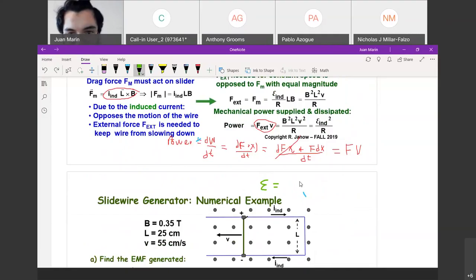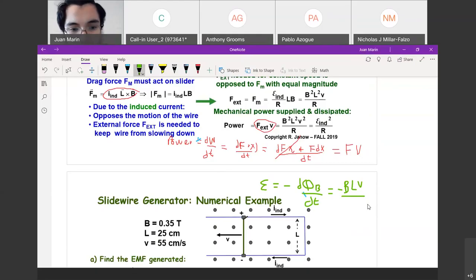Thanks, Mike. All right, now try this example on your own. Let me know what EMF you get. You have to use EMF equals minus dΦ/dt. Of course, we derived the equation already. So just use EMF equals minus B times the length times the velocity, or BLV. Some professors even say "blimp" as a mnemonic to remember.